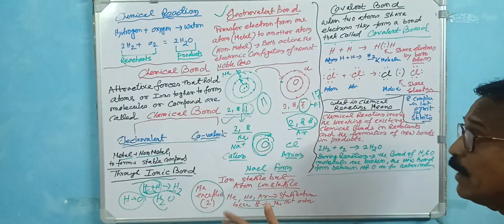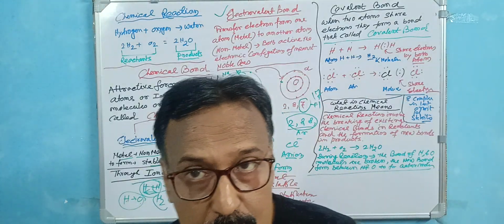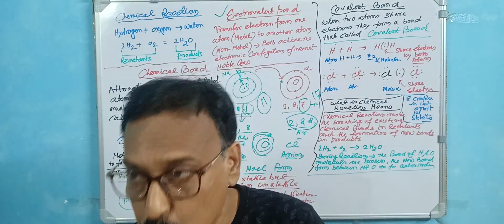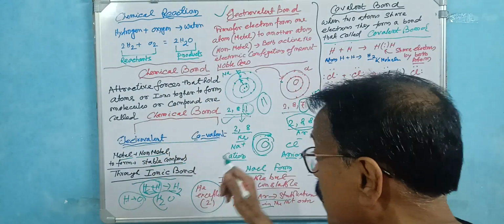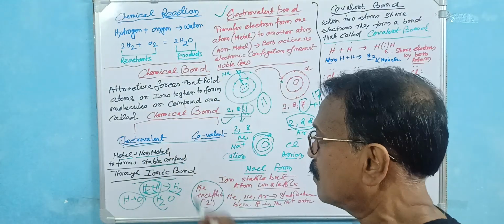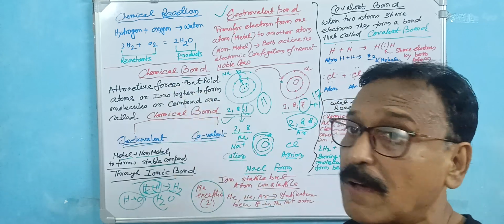So in this way, electrons are exchanged from the outermost orbit to form an electrovalent or ionic bond. The chemical reaction, the chemical bond, is performed.